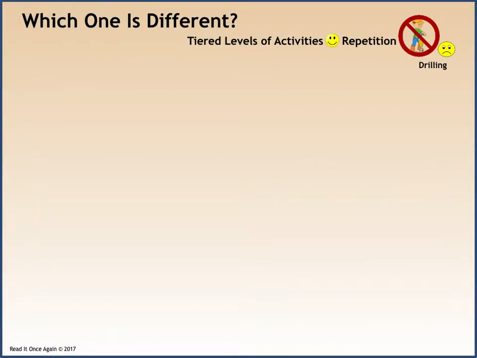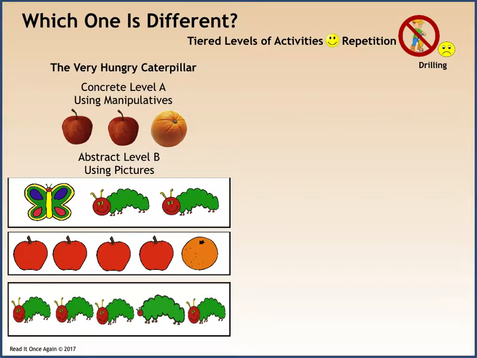Which one is different is another Level 1 foundational skill that is consistently found in each unit. This slide also illustrates how teachers can teach the skill on a variety of different levels to meet the individual needs of each child. Let's start with the Very Hungry Caterpillar. Concrete Level A uses actual manipulative objects. The child is to point to or name the object that is different. Abstract Level B is used when the child has successfully mastered the skill of using actual objects.